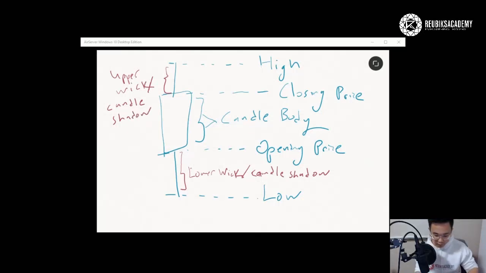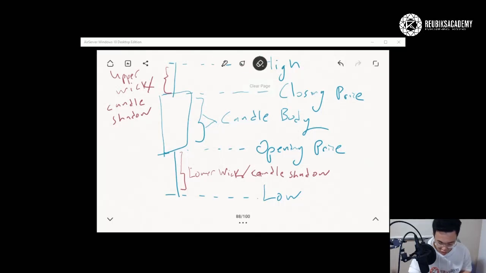Now, it's important to understand all these different parts and what they mean. Okay, so these are the different names and different labels for a structure of a candlestick. But what exactly do they mean? Okay, it's actually pretty simple.